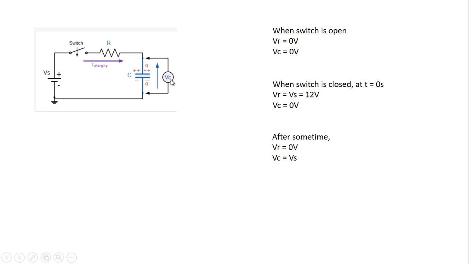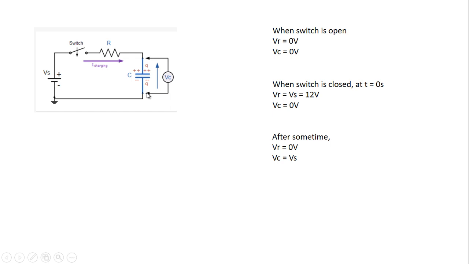Since there is no current passing through the circuit, and we know that the voltage across this resistor is equal to the product of I into R, and since there is no current, the voltage across the resistor will become zero. And since this is acting as an open circuit, whatever voltage we have here, we will get over here.